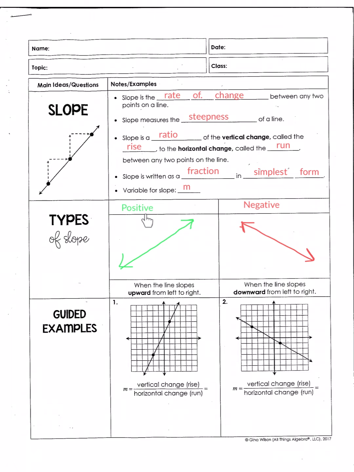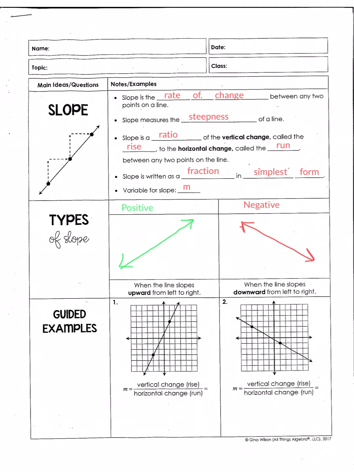We can have positive slopes, that is, the line starts down at the left and goes up as you go to the right. So a positive slope is when the line slopes upward from left to right. A negative slope is when a line slopes downward from left to right. Now let's look at two guided examples on how to find slope given 2 points.